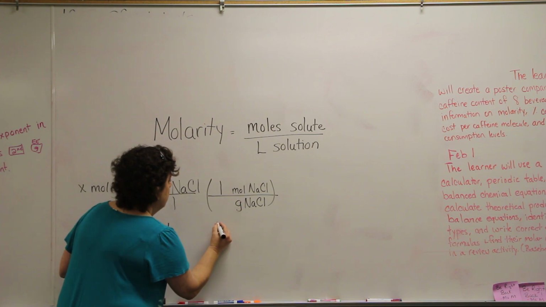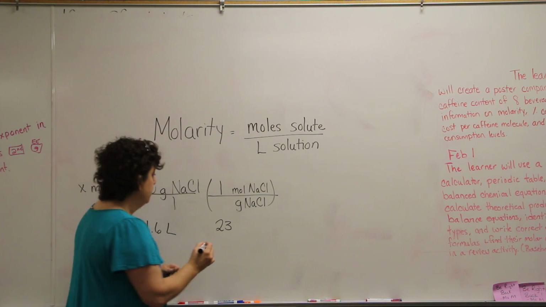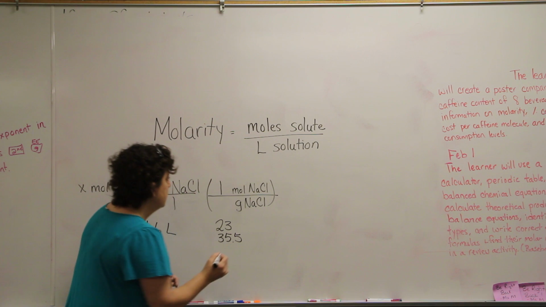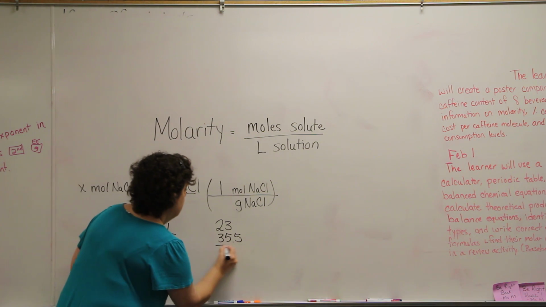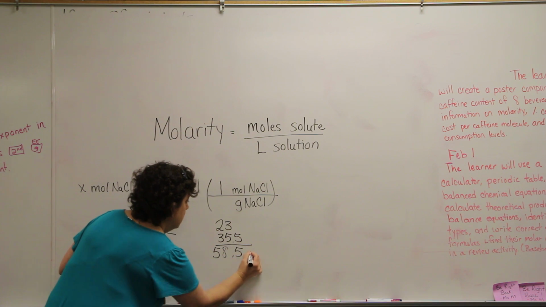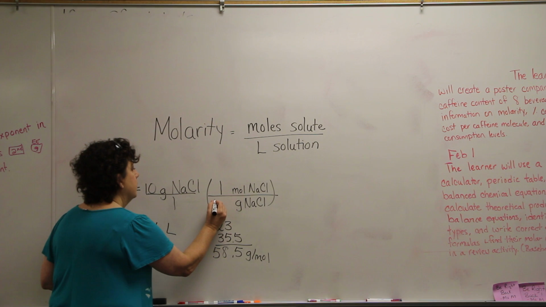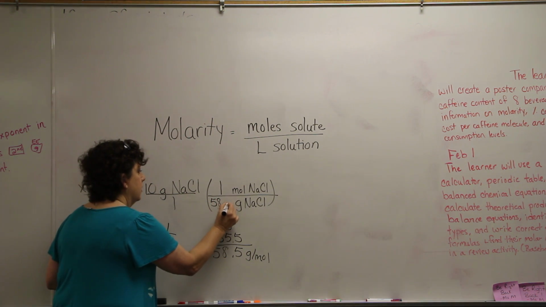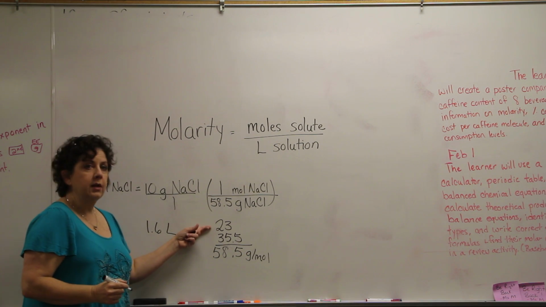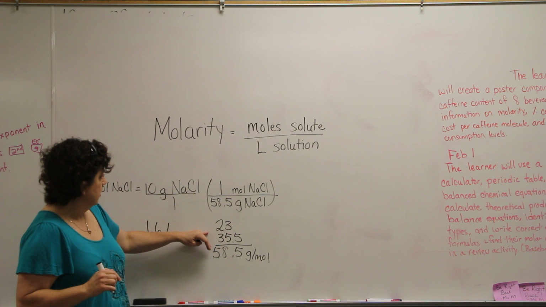Okay? Sodium chloride, it's about 23 grams per mole for sodium, about 35.5 grams per mole for chlorine. Going to add those up. Our molar mass is about 58.5 grams per mole. You got these numbers from the periodic table. Remember, you find the masses at the bottom of the element symbol on the periodic table.